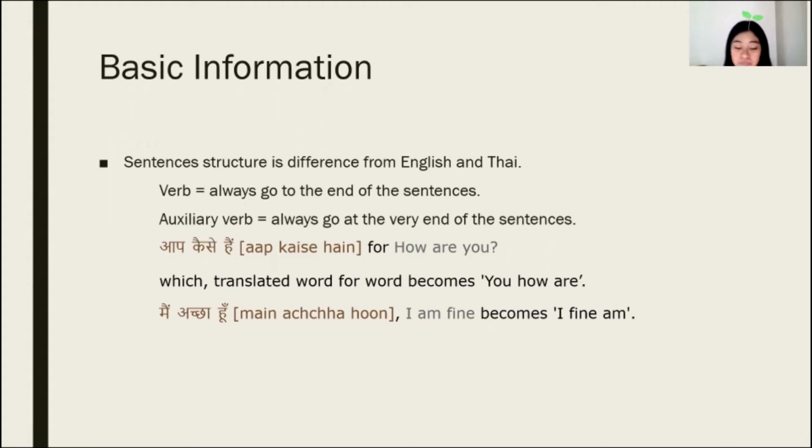For example, आप कैसे हैं? For how are you? But when we translate, it becomes you how are. मैं अच्छा हूँ. For I am fine, it becomes I fine am.